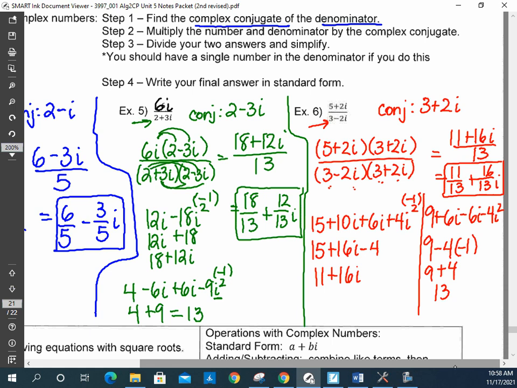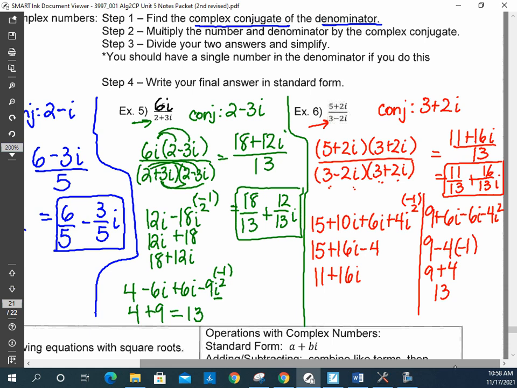Now, just because it didn't take place in here doesn't mean that you wouldn't have to reduce sometimes. If 16 over 13 was 16 over 12, then yes, you need to reduce the fraction. Just because it didn't happen in any of our examples doesn't mean that it can't happen. So don't get lost in that fact.